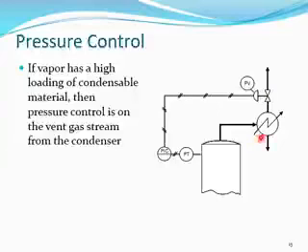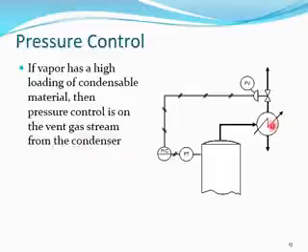Pressure control, another example: we have a vessel. The pressure that needs to be controlled is here. The pressure transmitter is linked to the pressure indicator controller, and the pressure indicator controller gives a signal to the control valve. Here we have a condenser. If the vapor has a high loading of condensable material, then the pressure control is on the vent of the gas stream from the condenser.